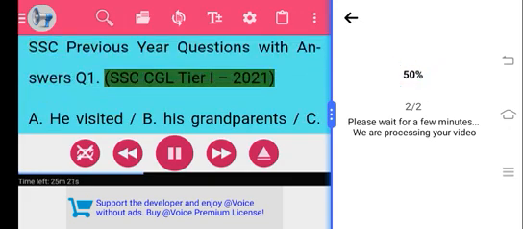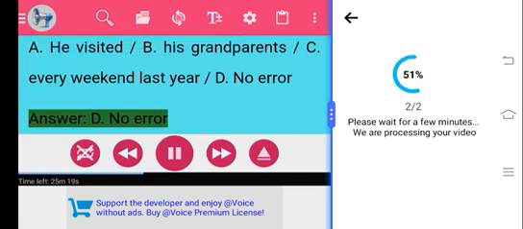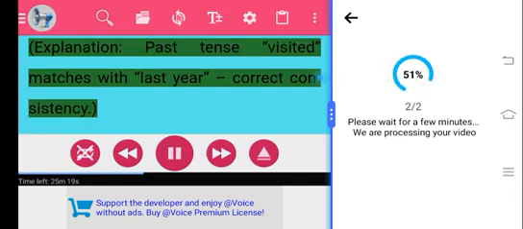Q1. SSC CGL Tier 1 2021. He visited, B, his grandparents, C, every weekend last year. D, no error. Answer: D, no error. Explanation: Past tense, visited, matches with last year. Correct consistency.